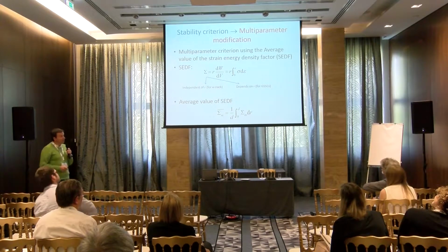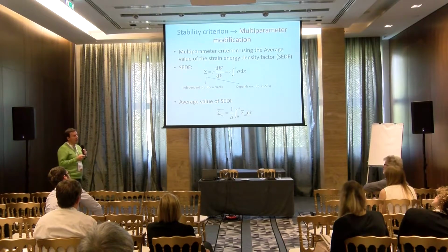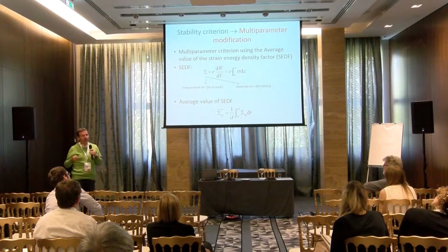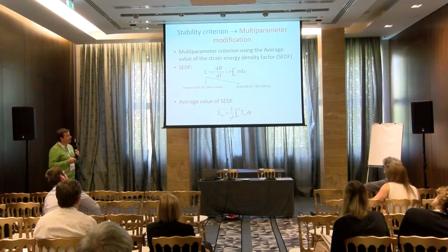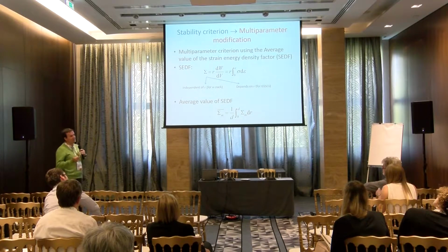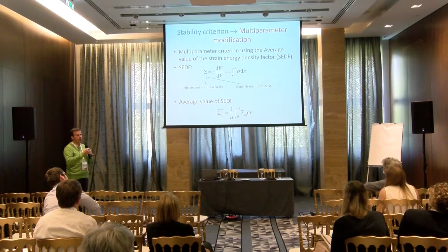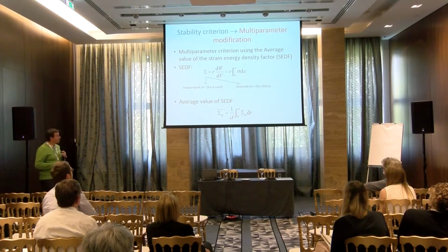Why multi-parameter criterion? The reason is because some cases of bimaterial notches or other singular stress concentrators like bimaterial inclusions and so on, they need more than singular terms, also non-singular terms, in order to describe stress well. So stress description, including non-singular terms, requires also stability criteria, including non-singular terms.